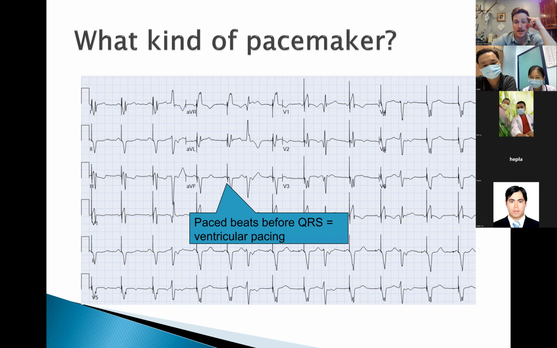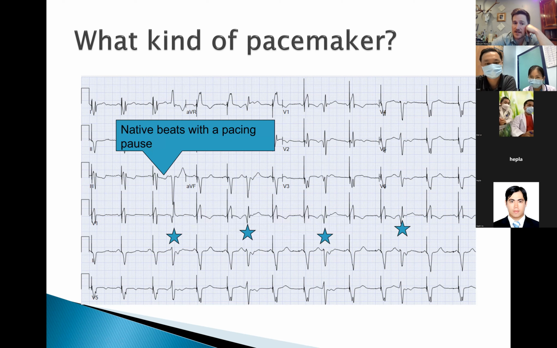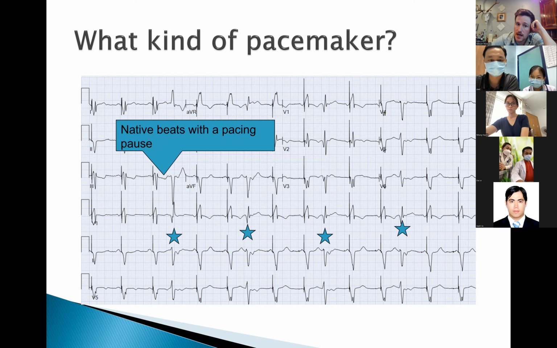So it's ventricular pacing, but then we have these native beats that occur, right? We have these different beats, and we can see those by the star. These native beats are narrow, and they do not have a paced QRS. So these native beats, when they occur, cause a pause in the pacemaker. The pacemaker is not firing when these native beats occur, and that's because of the sensing.